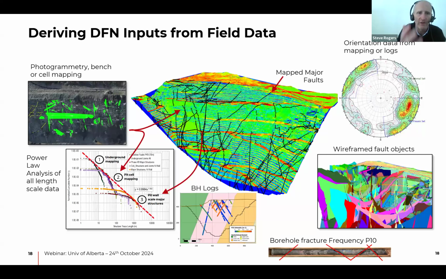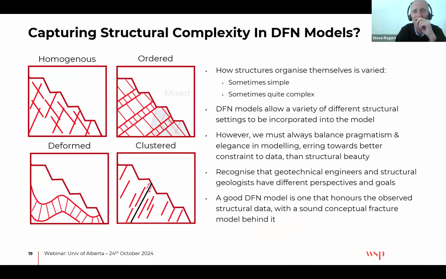So mapping, photogrammetry, boreholes give us orientation and intensity data here. And so really it's about taking this data, developing a good conceptual fracture model, and then assembling it as needed. And we'll look in a moment at how we do that.